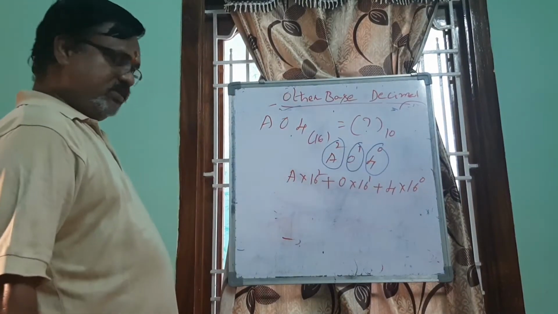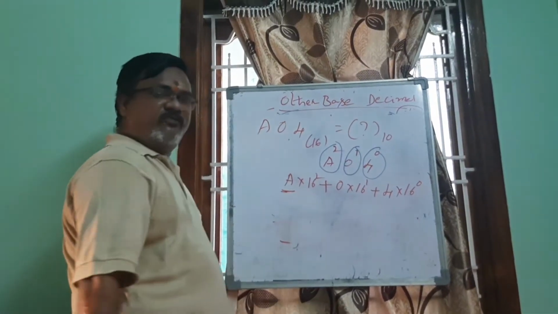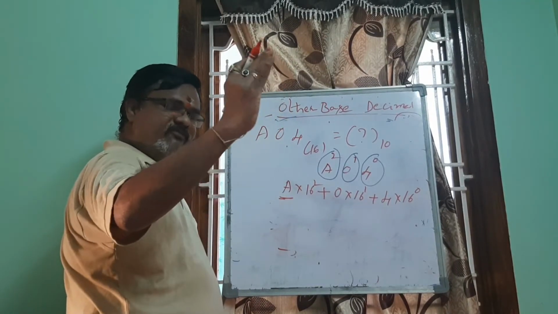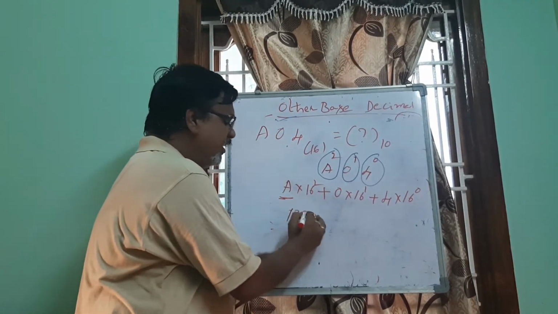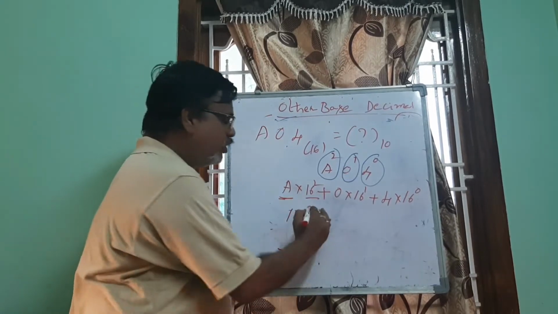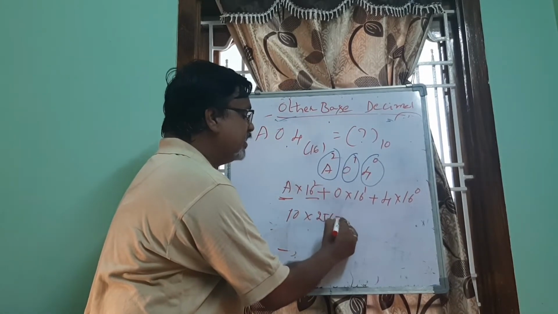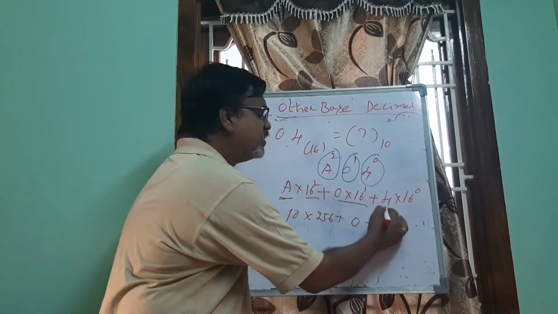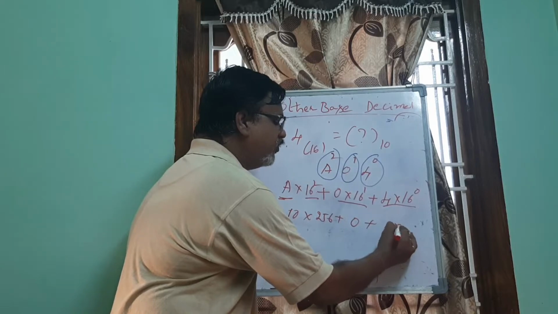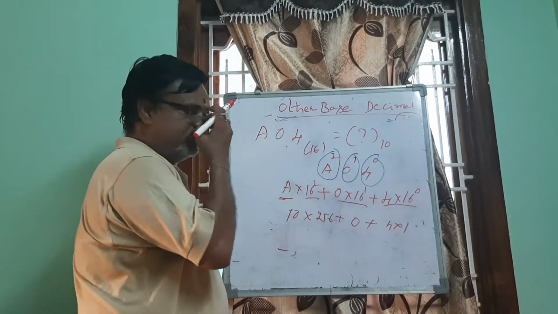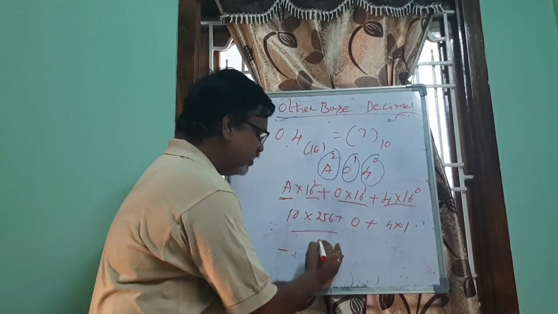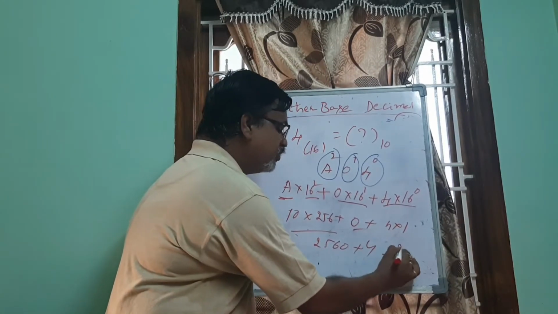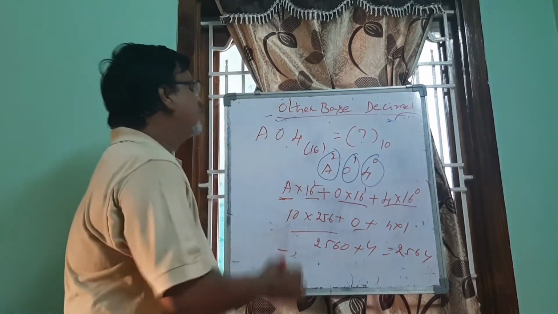So after doing this, what is the value of A in hexadecimal? 0 to 9, then A, B, C, D, E, F. So the value of A is 10, into 16 square, which is 256, plus 0 into anything is 0, plus 4 into 16 power 0. 16 power 0 is equal to 1. So here it is plus 4. So here you see.